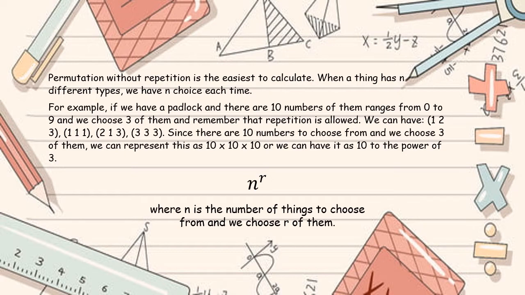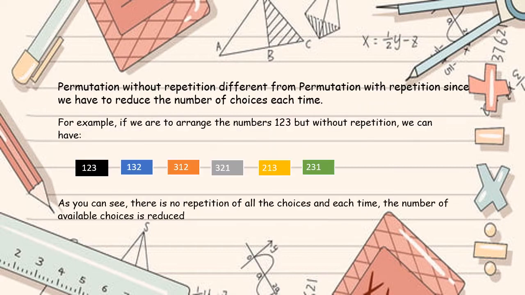Since there are 10 numbers to choose from and we choose 3 of them, we can represent this as 10 times 10 times 10, or we can have it as 10 to the power of 3. And we can have this formula, which is n to the power of r, where n is the number of things to choose from and we choose r of them.